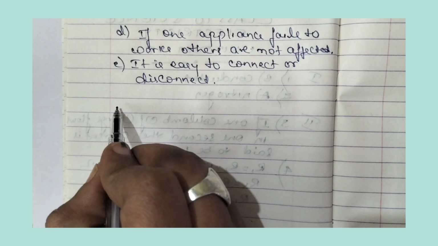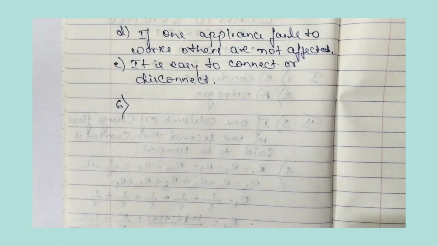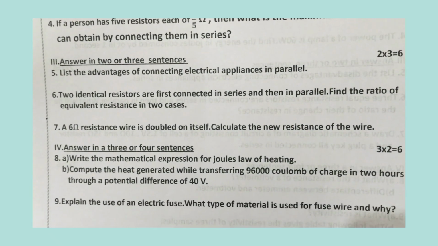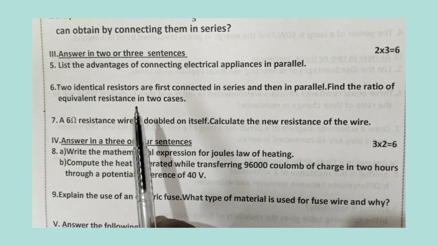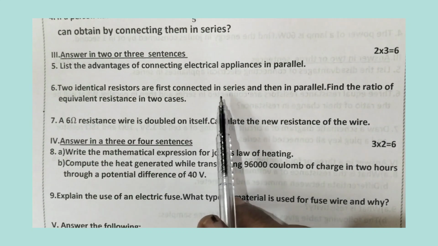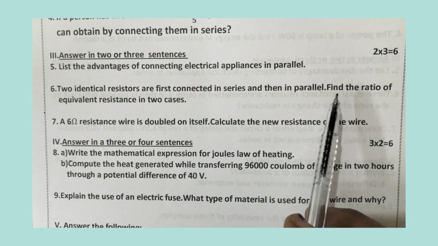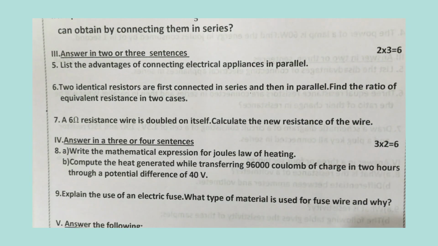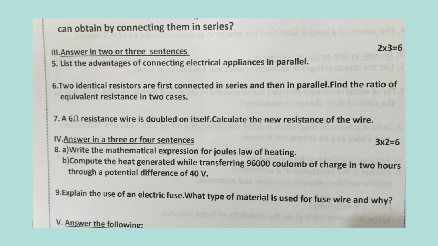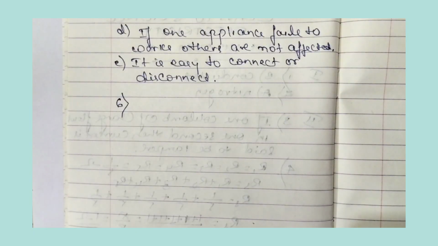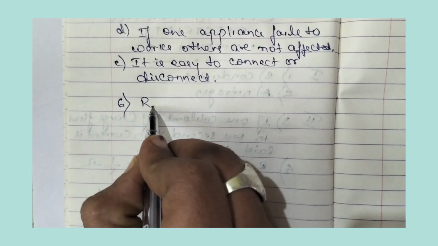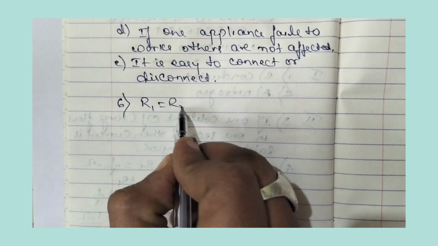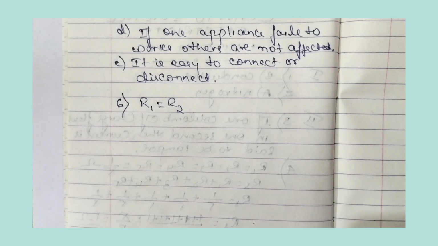Now let us move to question number 6. In question number 6 they have given: two identical resistors are first connected in series and then in parallel. Find the ratio of the equivalent resistance in the two cases. So two resistors are there, R1 and R2, both are equal.